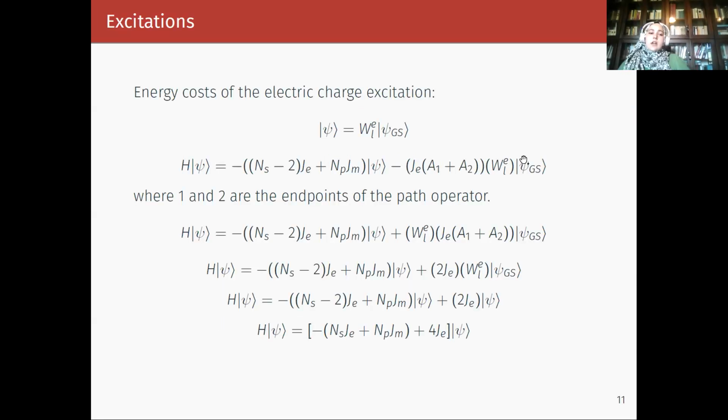Since we know how these excitation operators behave, now I can find the energy difference after the excitations, and let's do it here for the electric charge excitations. I know that the electric operator only anti-commutes at the boundary points of the star operator, so it's enough for me to focus on these 2 points. And after the calculation, I found that I have 4 JE difference from the ground state.